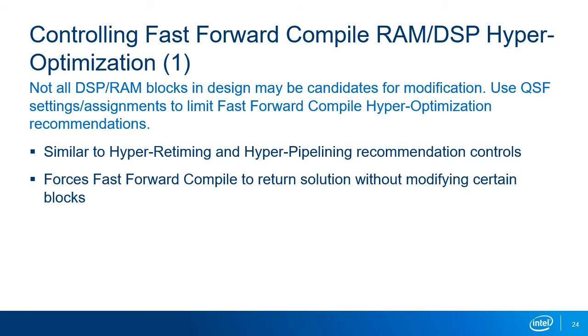Not all fast-forward hyperoptimization modifications are possible for a designer to implement, so to return them as a solution would be useless to you. So you have the ability to reject certain recommendations. In this case, you can reject the enabling of RAM and DSP block registers. This forces fast-forward to return a solution that you can or intend to implement.